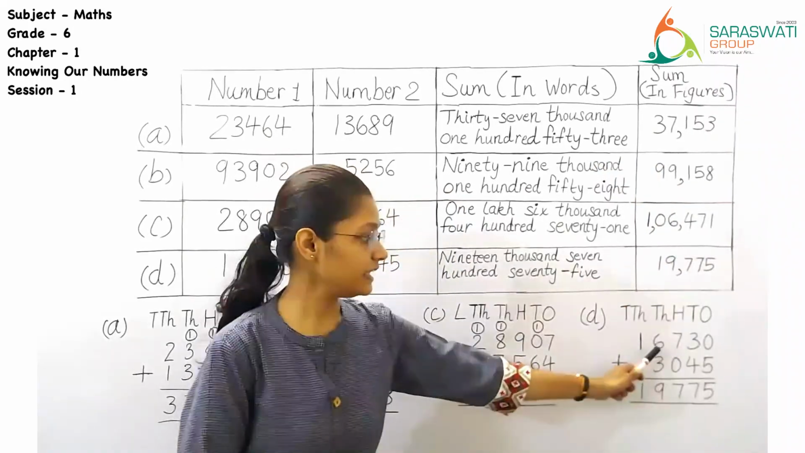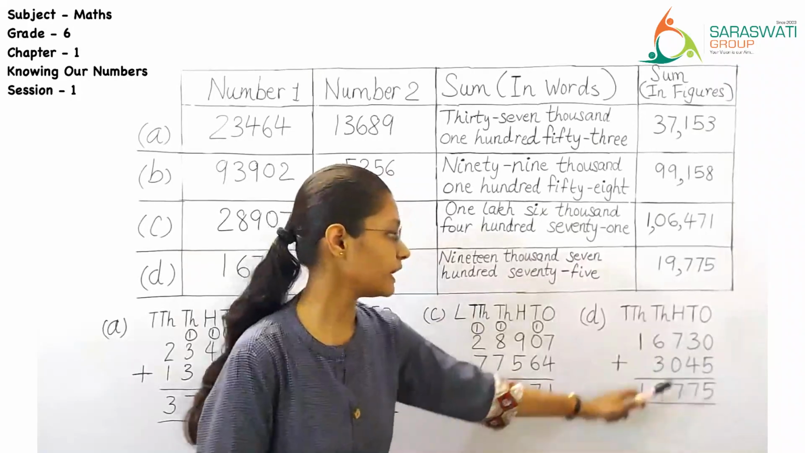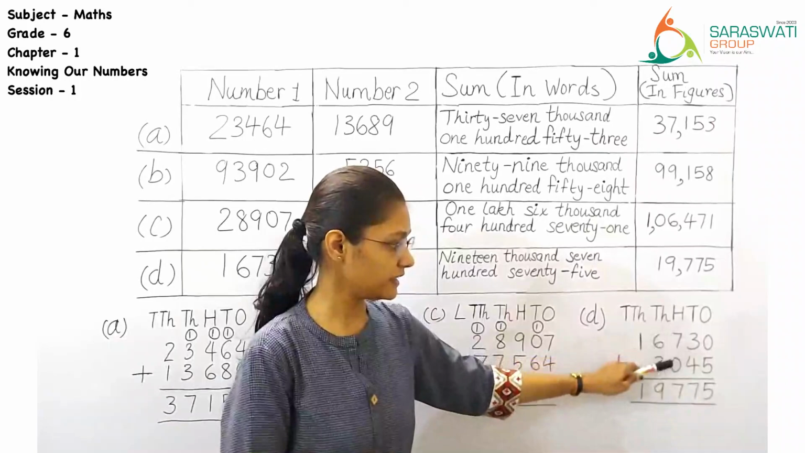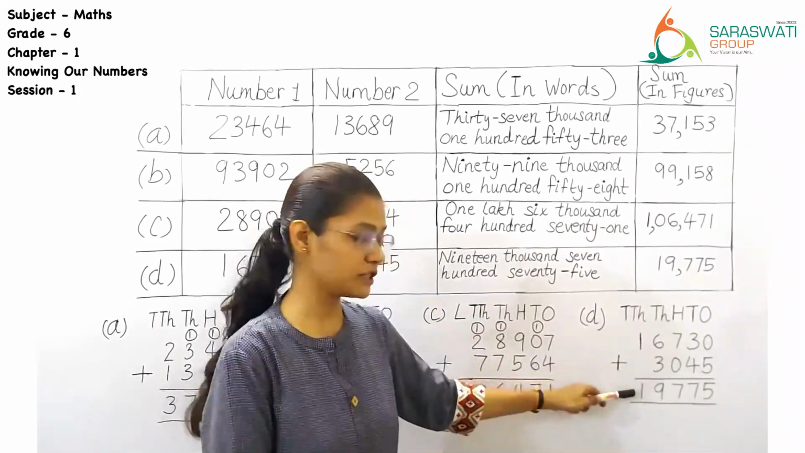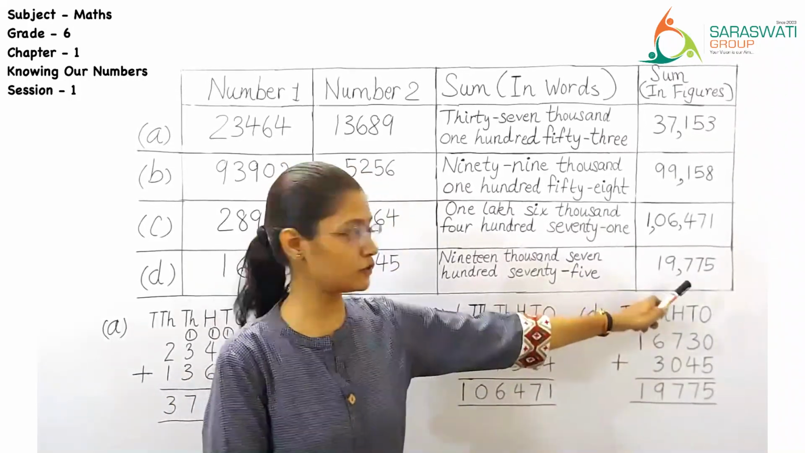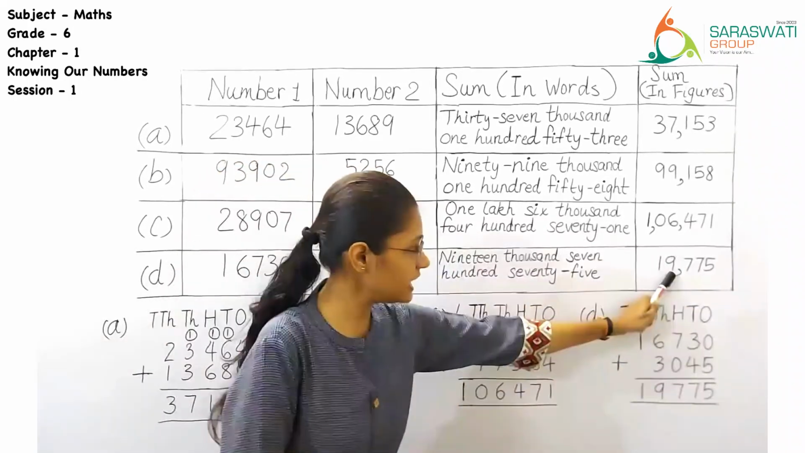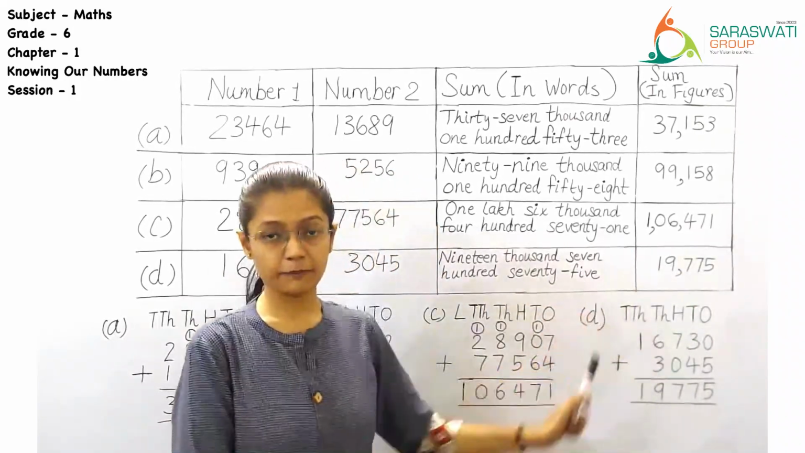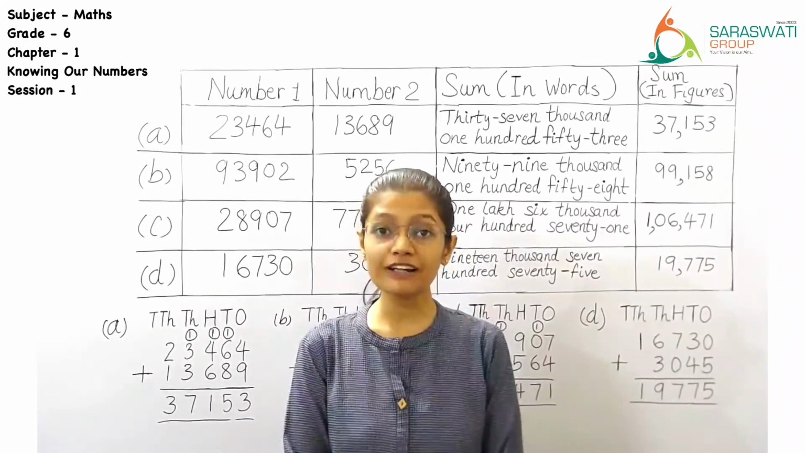And the last addition operation. Over here, 16,730 add 3,045. So 0 add 5 is equal to 5. 3 add 4 equals 7. 7 add 0 equals 7. 6 add 3 is equal to 9. And 1 add 0 equals 1. So this sum consists of 5 digits and is written along with the comma to separate ones and thousands periods. And it is written in words as 19,775.